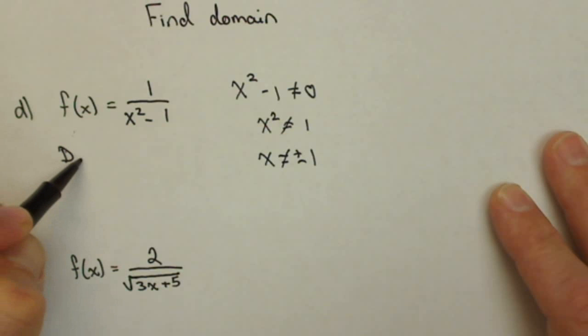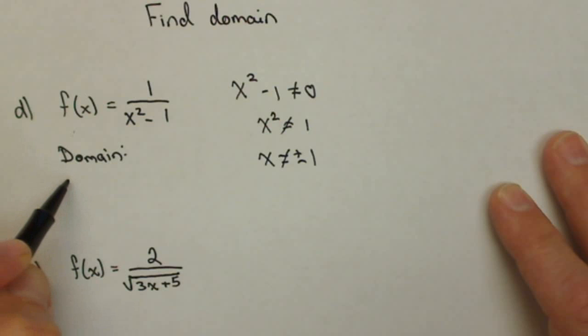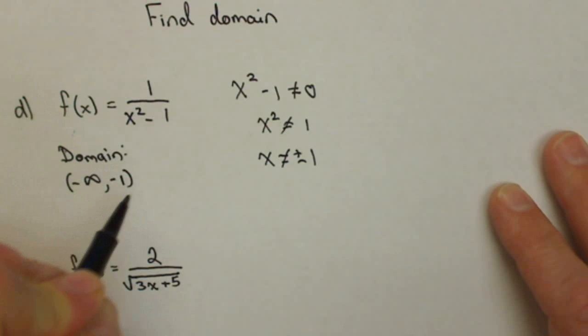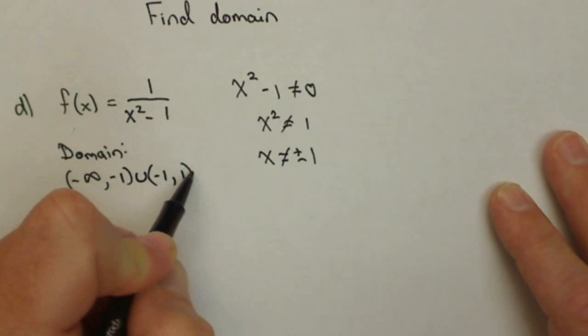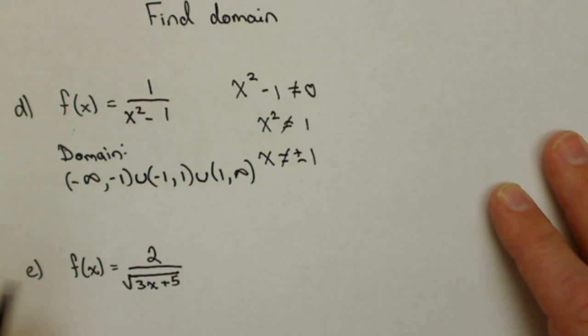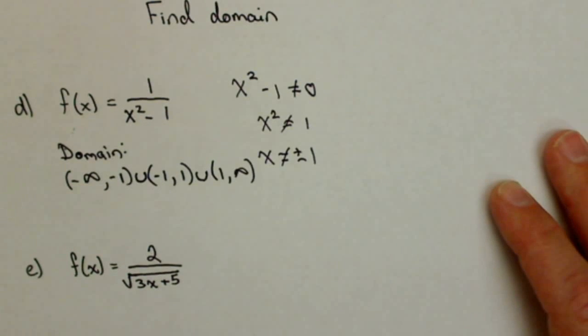So when we go to write our domain in interval notation, we're going to be able to go from negative infinity, and we're going to go all the way to negative 1. Always go left to right. Union, negative 1 to 1. Union, 1 to infinity. So there's our domain when all we have to worry about is the 0 in the denominator.